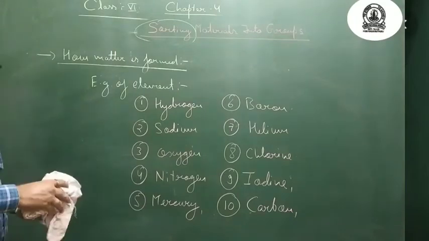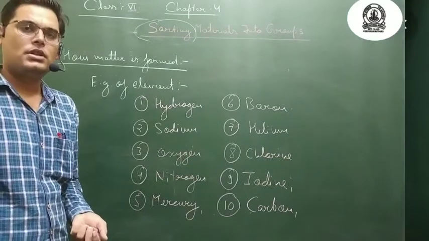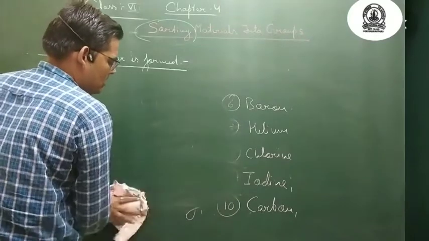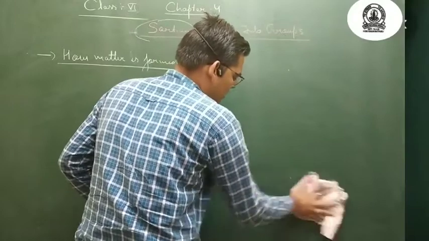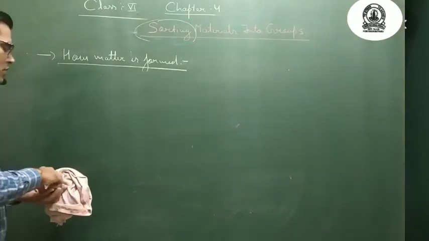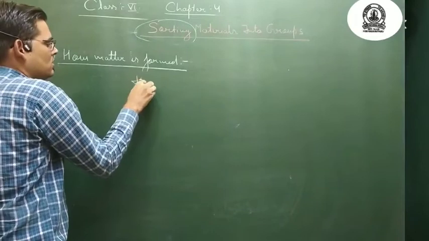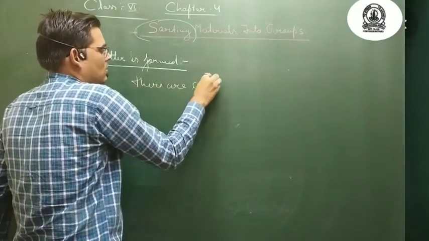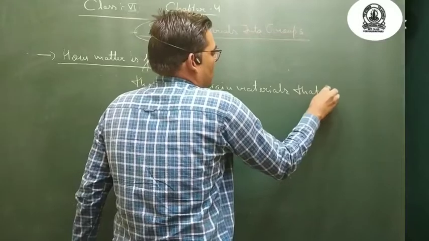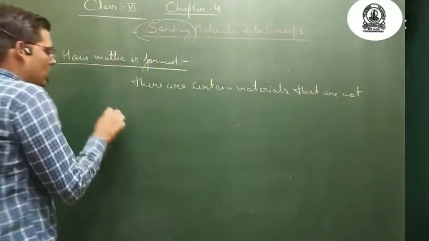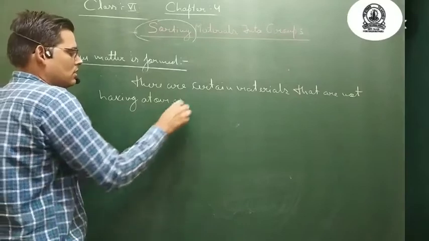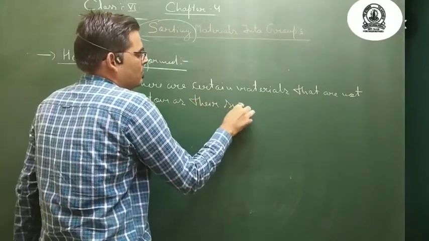So beta, these elements are made up of only a single type of atoms, so they are pure. But other than these elements, there are certain things in which the smallest unit is not an atom. There are certain materials that do not have an atom as their smallest unit.